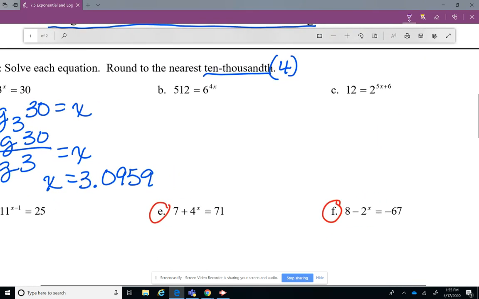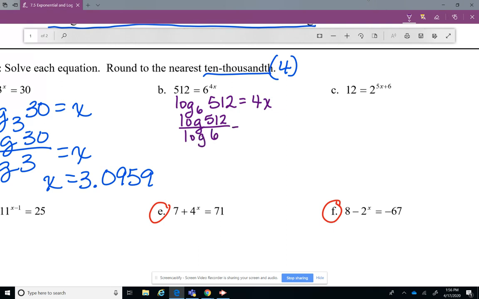All right, first step we know we're skipping because it's already been isolated. We're going to rewrite the equation in logarithmic form. So we're going to say log base B of 512 equals our exponent, which is 4x. All right, now we're going to do the next step, which is use the change of base formula to convert to a common log. So we're going to say log 512 divided by log 6 equals 4x.